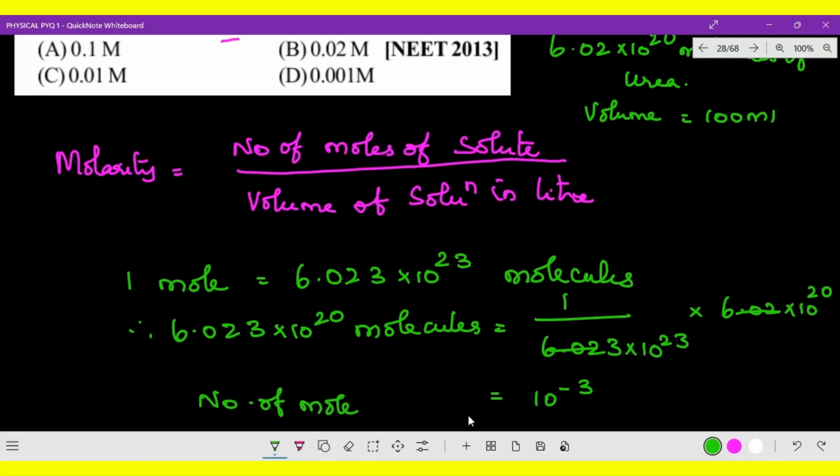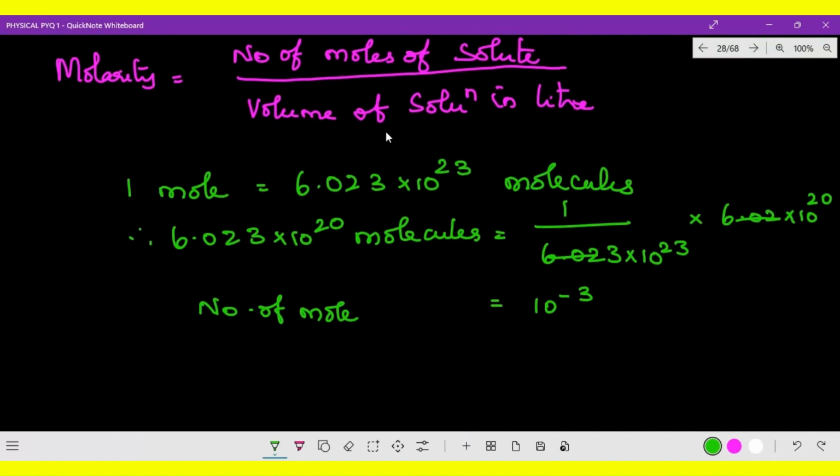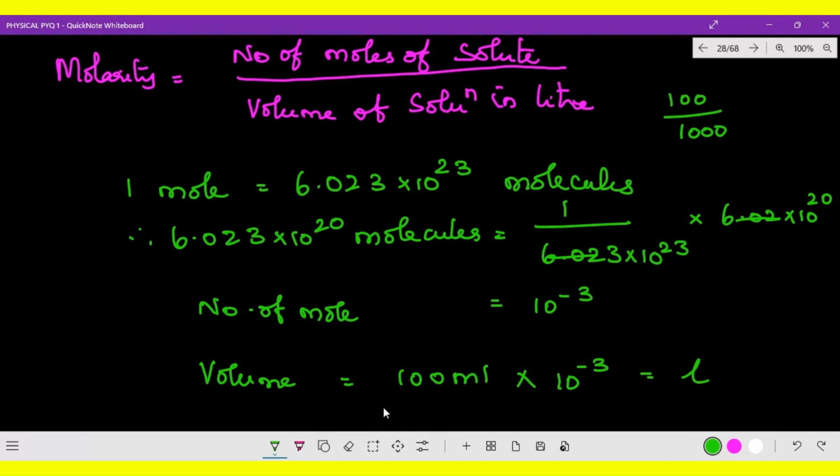Right. Okay, now the next point, volume we have to identify. Volume of solution in liter. So volume of solution, what data have they given? 100 ml. So convert it into liter. This is multiplied with 10 to the power of minus 3, volume of solution in liter. So that is 100 divided by 1000. Right. So 10 to the power of minus 3. So we get this in liter: 100 into 10 to the power of minus 3.